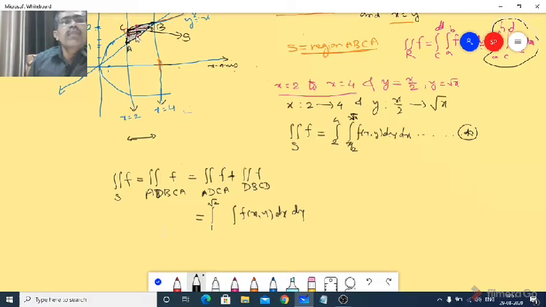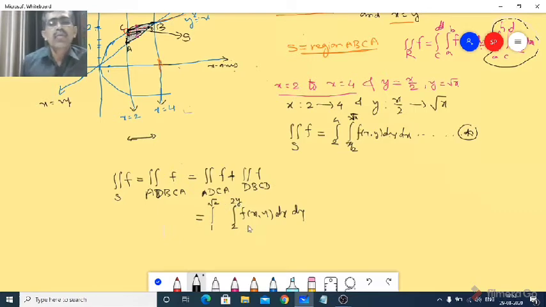Now what about my x? How to find x? Take the left end of this line. The left end lies on x is equal to 2. The right end lies on this line, and what is this line? This line is x is equal to 2y.